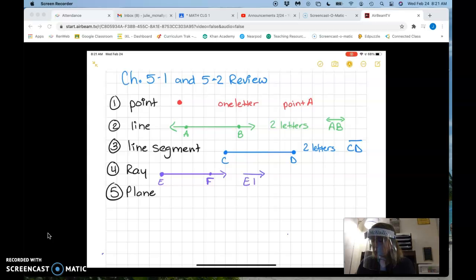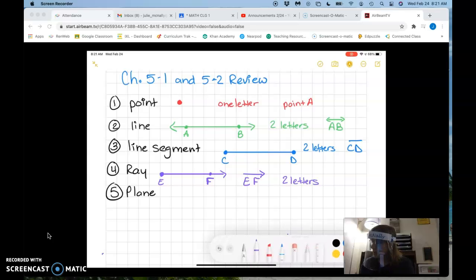But notice the symbol that I'm putting on top of each of these when I write it. I put the symbol that matches it. For line, I put a line with 2 arrows. For line segment, I just put a little piece of a line. And for ray, I put the line with the arrow on one end. And I use my 2 letters again to name that.